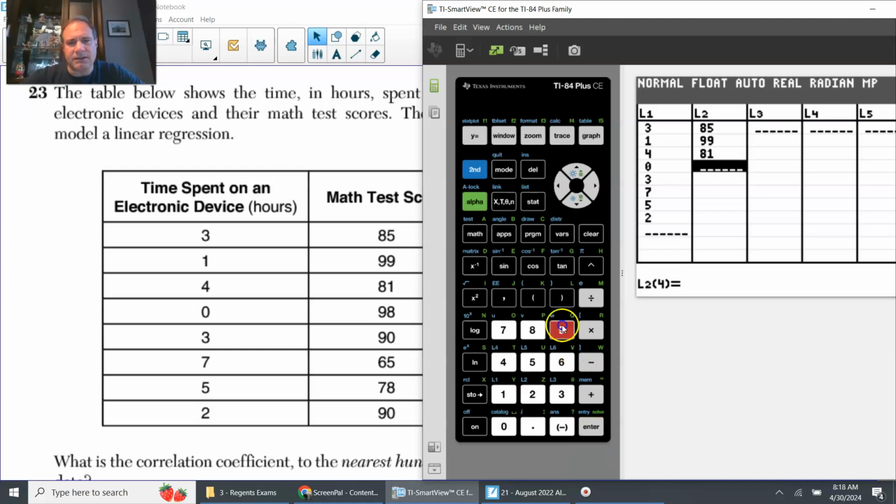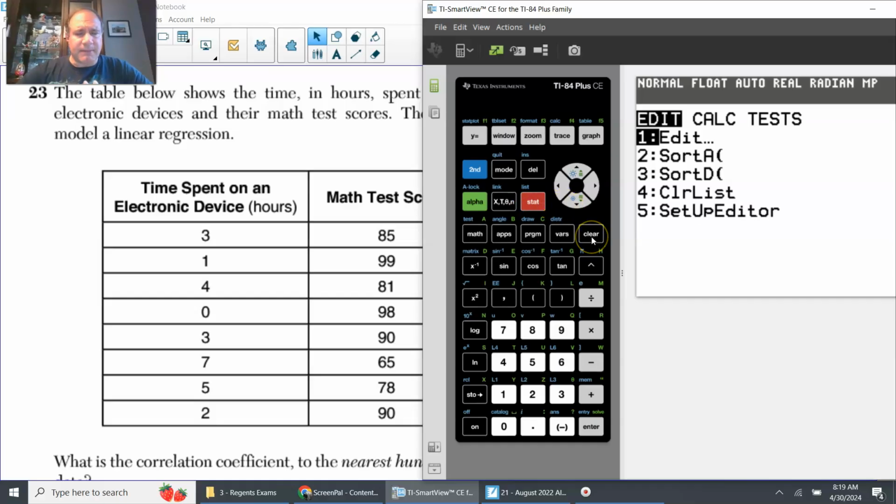Just check to see that you have the right numbers. If you make one wrong input, or you skip a number, it's going to mess up your correlation coefficient. All right, so I'm just going to check 85, 99, 81, 98, 90, 65, 78, 90, 3, 1, 4, 0, 3, 7, 5, and 2. Okay, so now we press stat.